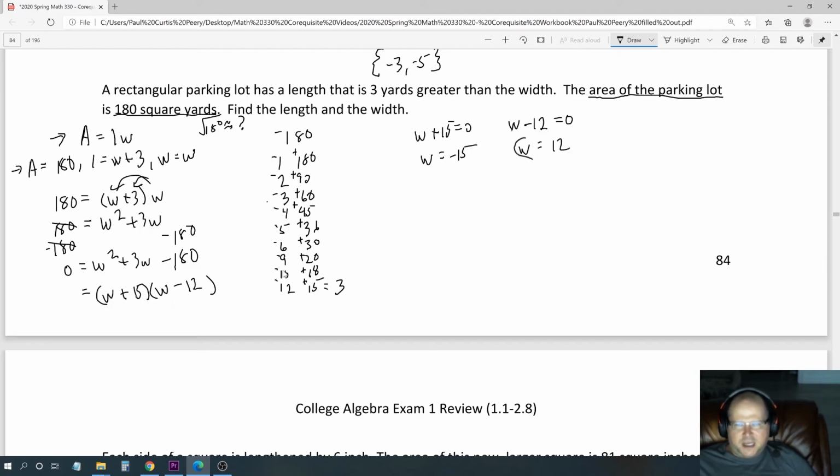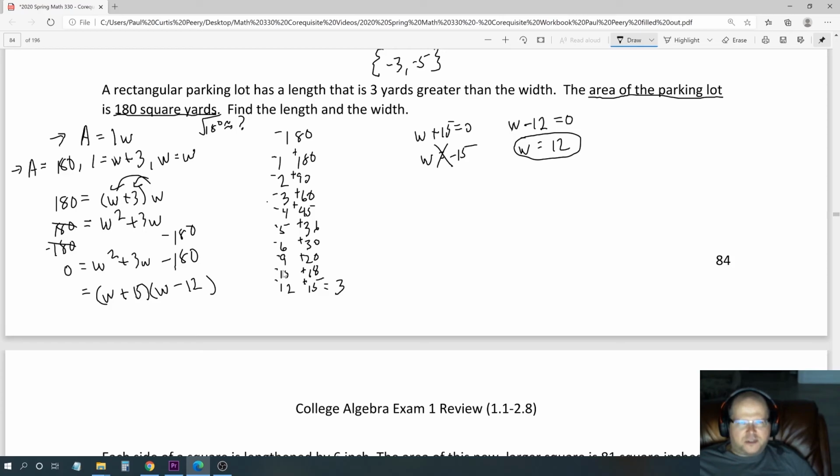Now, there's nothing wrong with the algebra, but given that we're talking about an actual object, it wouldn't make sense to say that this parking lot has a negative 15-yard width. That doesn't make any sense. So this one just doesn't work, because in the context of the word problem, it doesn't make sense. The w equal to 12 does make sense. That works.